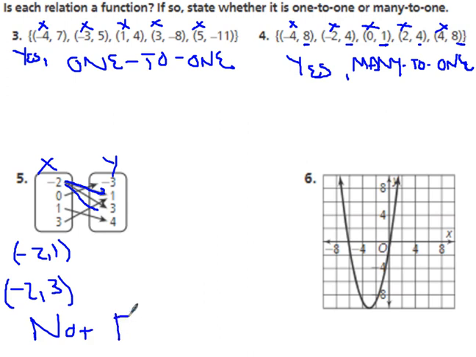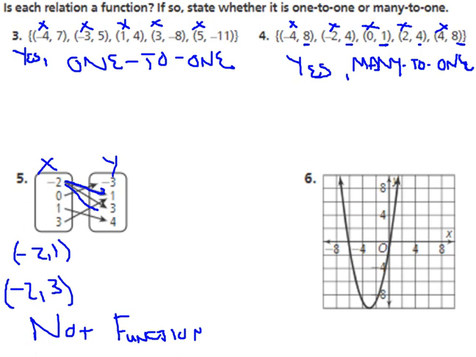Okay, this would be an example of not a function because I have one input that goes to 2 separate outputs. And that means it's not following the same rule, because if it was a function, it would follow the same rule each time, which means that every time I plug this into the rule, it would have to get the same answer each time. And if it's getting a different answer, that means there's not really a rule. So not a function.